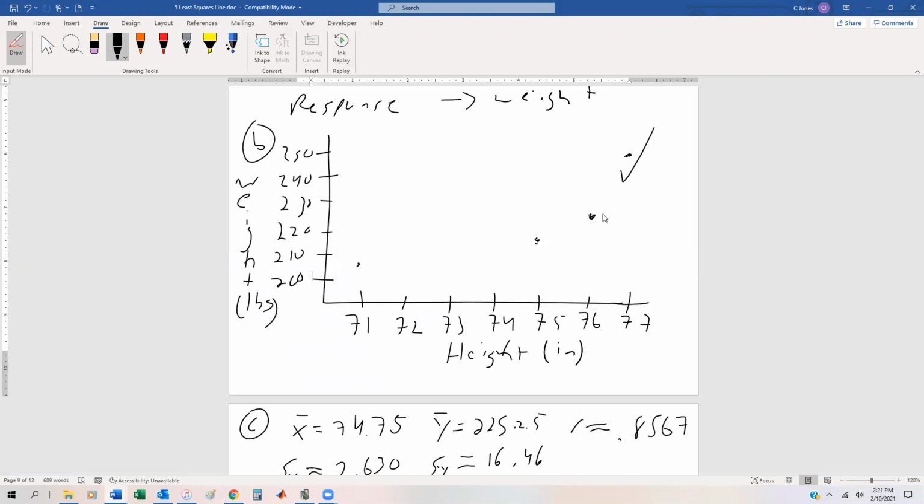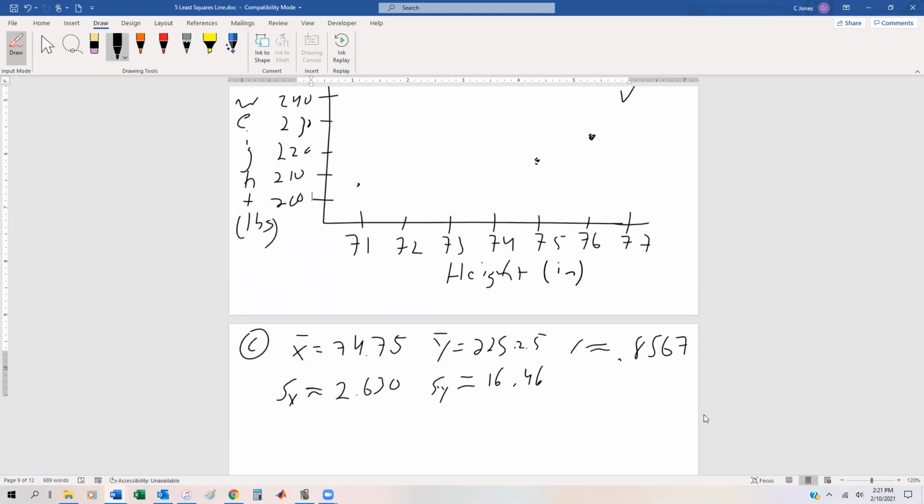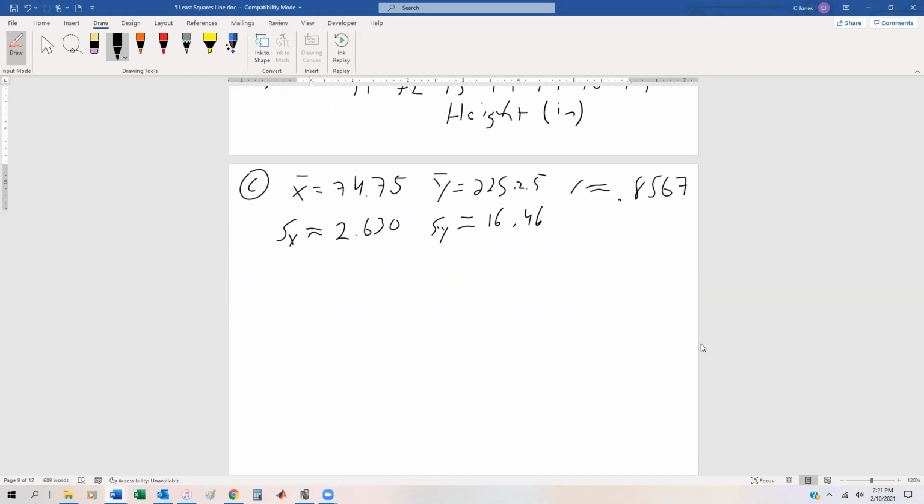And remember, that means it's a strong positive association, which is evident from the scatter plot. It's a pretty linear, strong association, and it's positive. We can't tell it's linear from R, but we can certainly tell that it's positive and it's strong. All right. So based on that, now we can compute the least squares line.